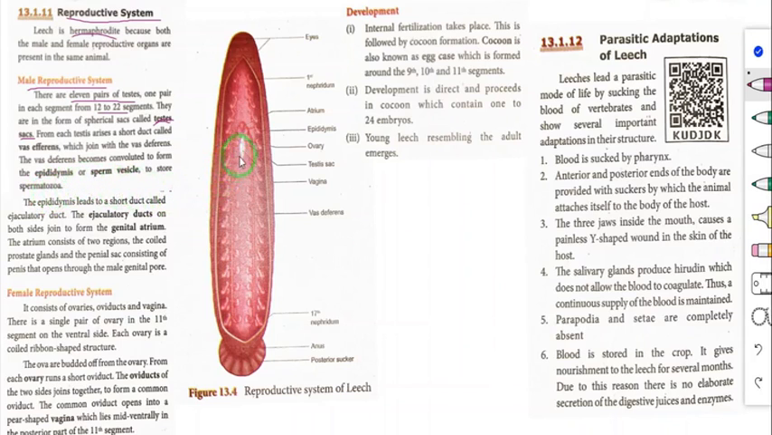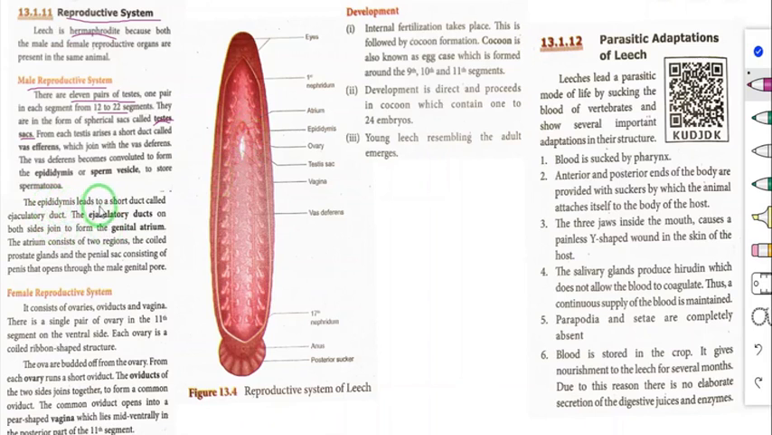Understand? So epididymis means what? That is a pouch-like structure, or we can say that is a sperm vesicle. It can store the spermatozoa. Okay, so the vas deferens, that is a tube-like structure. The vas deferens becomes convoluted and forms the epididymis. Epididymis or epididymis, both pronunciations are correct. Okay, so the epididymis stores the spermatozoa or sperm.